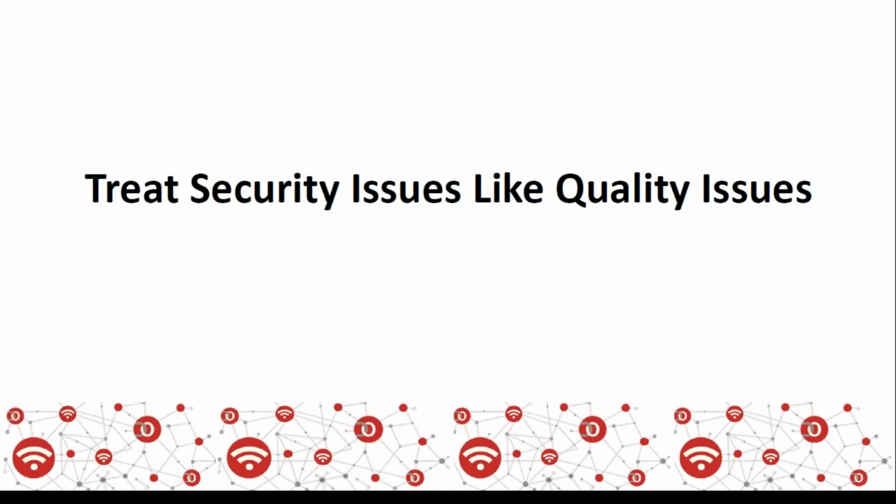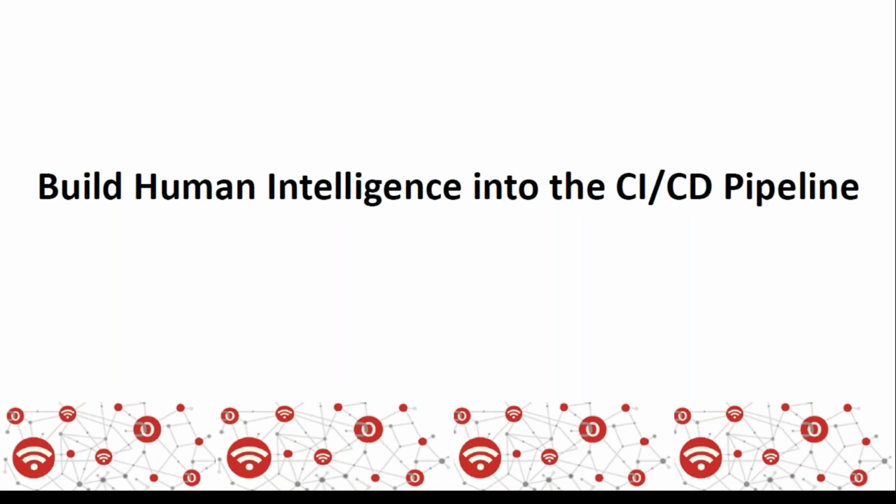Exactly. Okay, we've got two more to go, so I'm going to go ahead and push on forward. Ben, next slide, please. Build human intelligence into the CI/CD pipeline. We very briefly touched on this, but basically you can't just turn on automation and expect it to interpret test results or certify that applications are secure and performing well and don't have any defects.